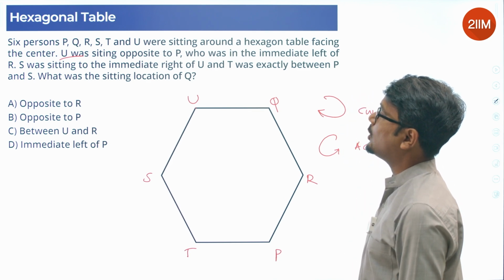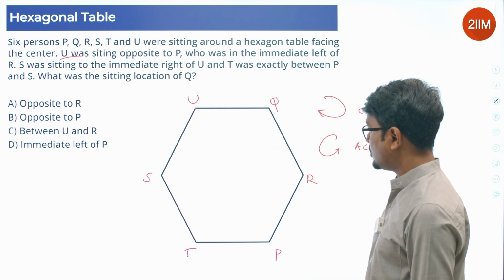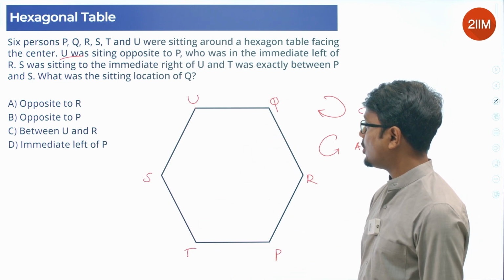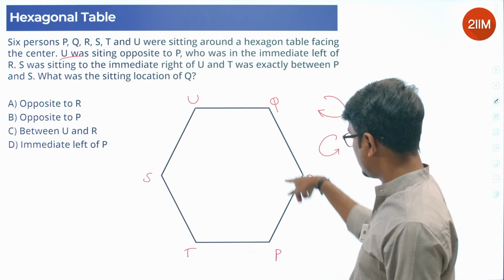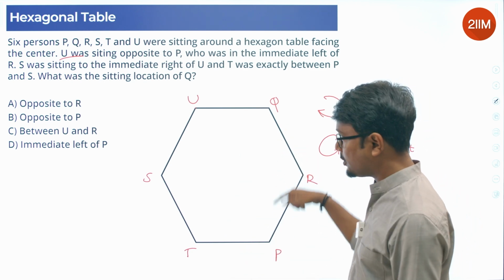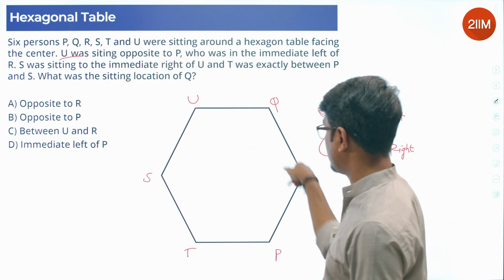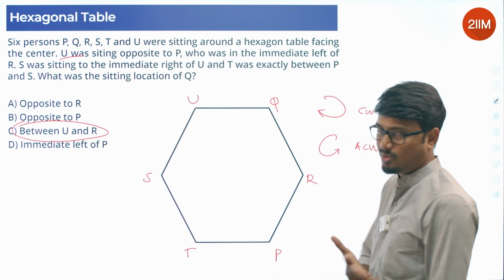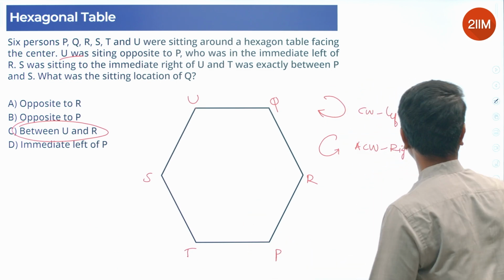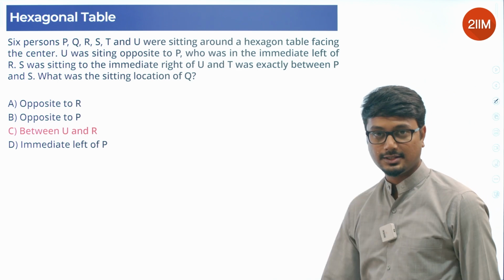What was the sitting location of Q? Q, so opposite to T, or neighbors of U or neighbors of R, whatever it is, we'll check it out. So opposite to R, not possible. Opposite to P, not possible. Between U and R should be there. So the answer is between U and R, option C. Immediate left of P, no. So the answer is between U and R, yes, that's the right answer.